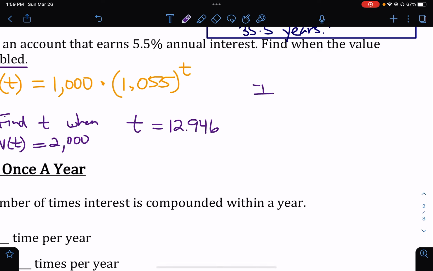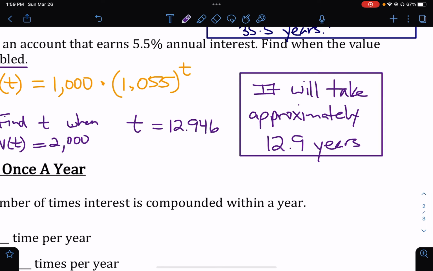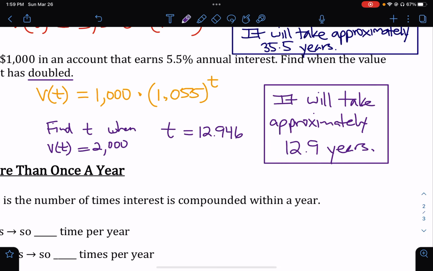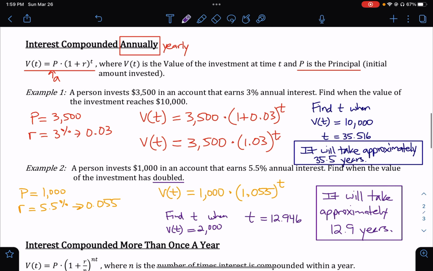So we can say it will take approximately 12.9 years for that value to get doubled. So those are examples 1 and 2.